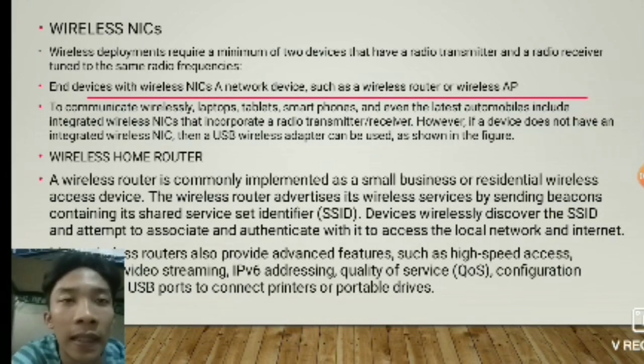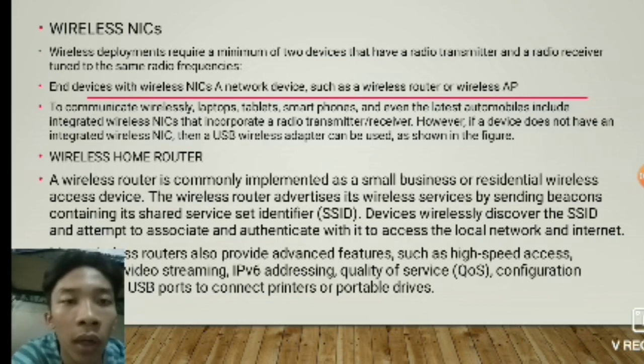Wireless NIC. Wireless deployment requires a minimum of two devices: a radio transmitter and a radio receiver tuned to the same frequency. To communicate wirelessly, laptops, tablets, smartphones, and even the latest automobiles include an integrated wireless NIC. In every smartphone that communicates wirelessly, there is always a NIC, the network interface card.